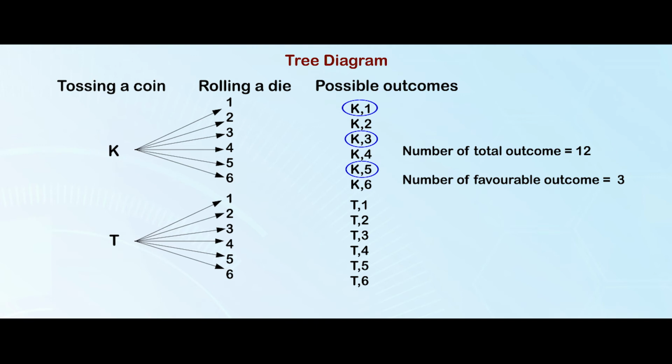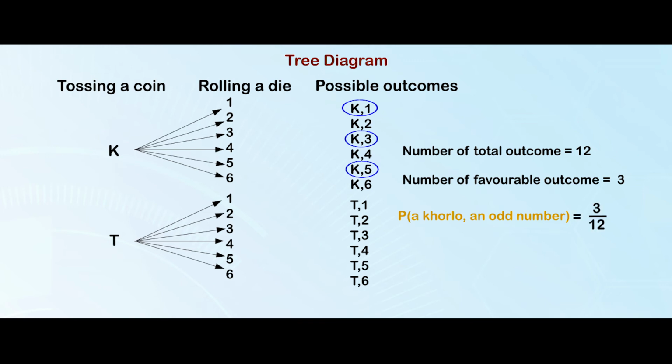Now since we have listed down the number of total outcomes and the number of favorable outcomes, we can easily determine the theoretical probability of getting a kholo from a coin and an odd number from a die, which is 3 over 12.